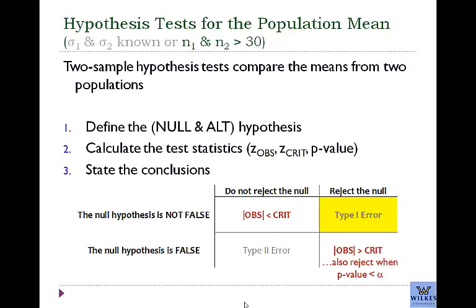Then we'll move on to step 3, where you compare the absolute value of observed to critical. If observed is smaller, your conclusion is not to reject the null. If observed is bigger, your conclusion is to reject the null. You could do the same thing with the p-value. If your p-value is smaller than alpha, that's when you want to reject the null. That's when you have evidence that says my data is significant.